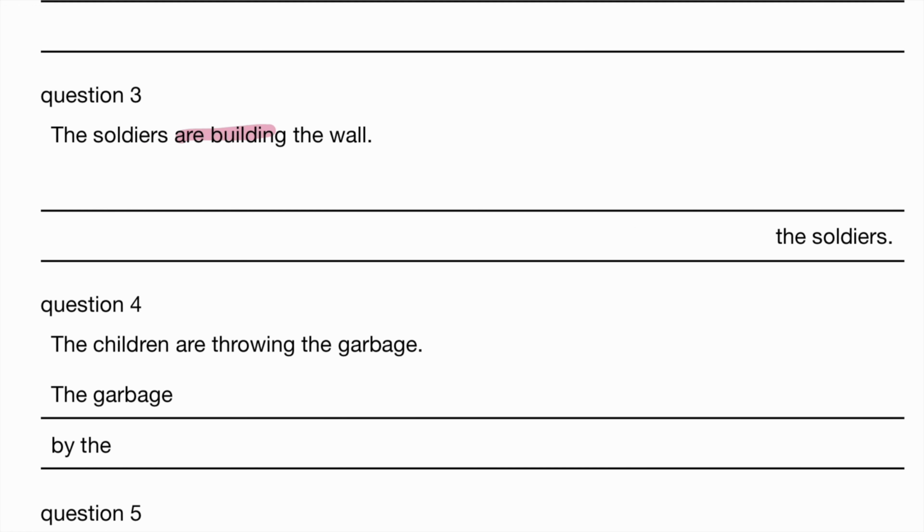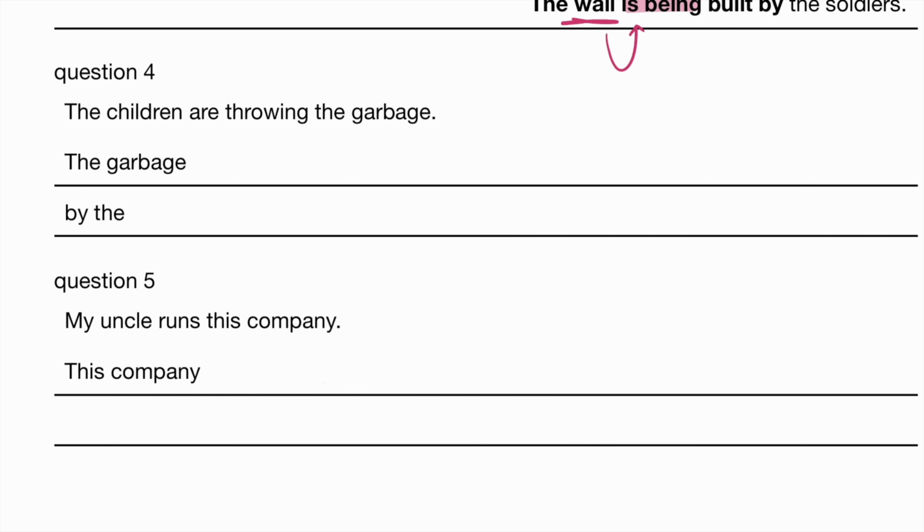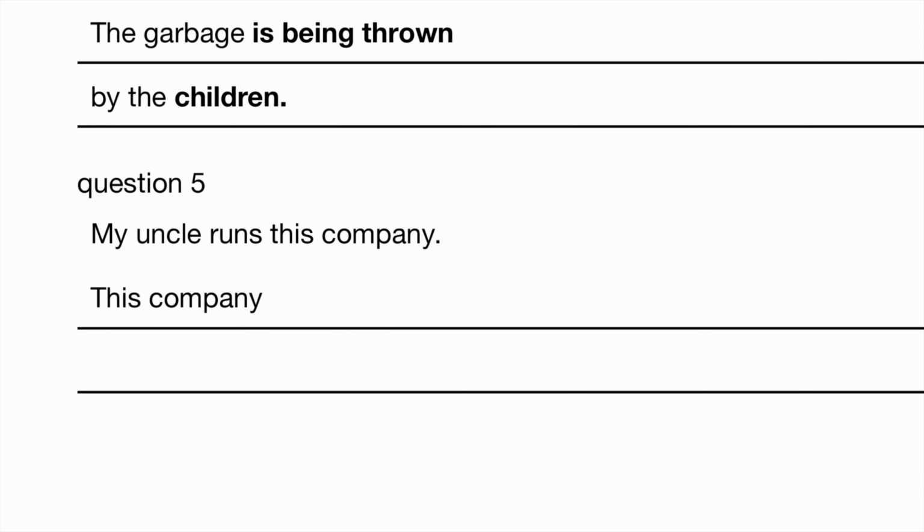The soldiers are building the wall. The wall is being built by the soldiers. Can you see what I mean? Is being built. ING in the question, ING in your answer. Now make sure that you remember that wall is singular. Keep it in the present tense and use is. The children are throwing the garbage. Again, ING in the question. So the garbage is being thrown by the children.